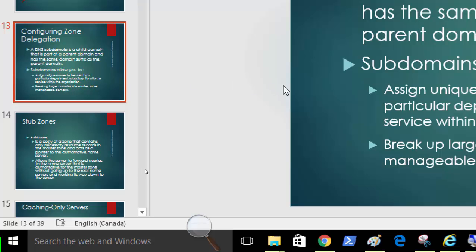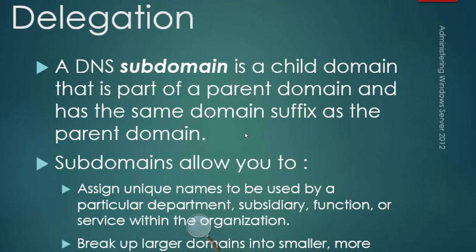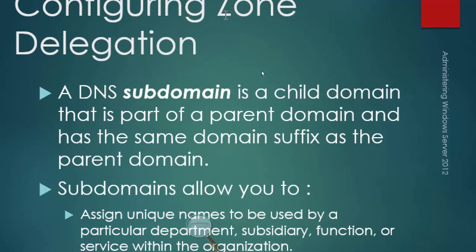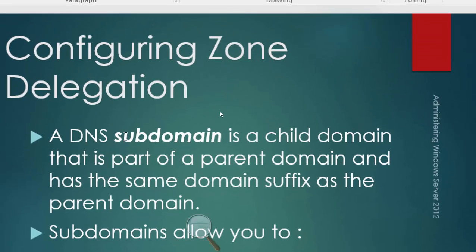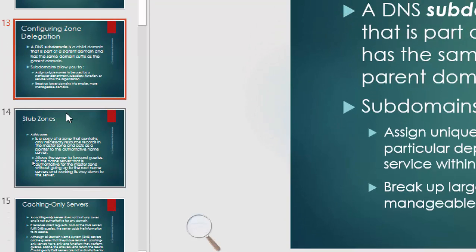Configuring zone delegation. A DNS subdomain is a child domain that is part of a parent domain and has the same domain suffix as the parent domain. So zone delegation is all about when you're creating a child domain, there's a DNS installed for that domain as well. But the child domain is still a 7412 topic.